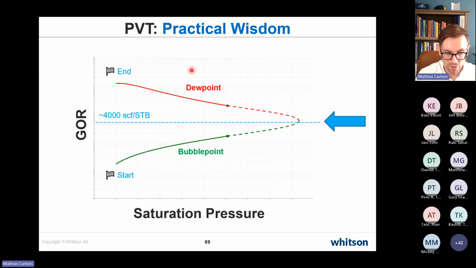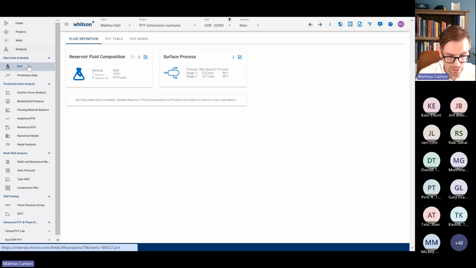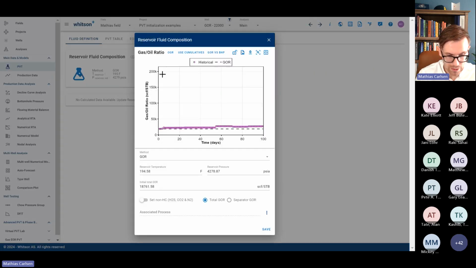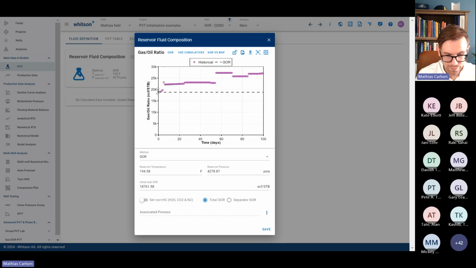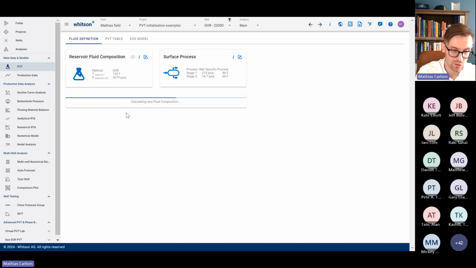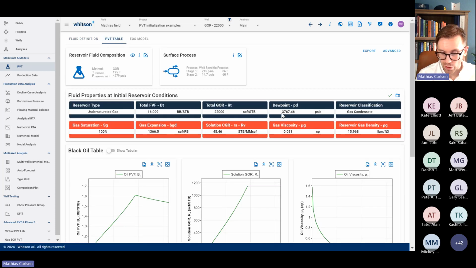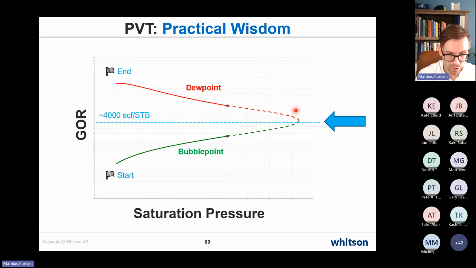That's also what will happen if I take an even leaner well. So we can take 22,000 scf per barrel. Really interesting well that we're dealing with right here. This is a little bit choppy data, but it increases almost from day one. We'll talk about that in a second. So if I make that 22,000 and I click save, you'll see that the saturation pressures will continue to go down in the PVT table. And now you see all the points here are red, and now we're getting in the 3,000 realm on the dew point.